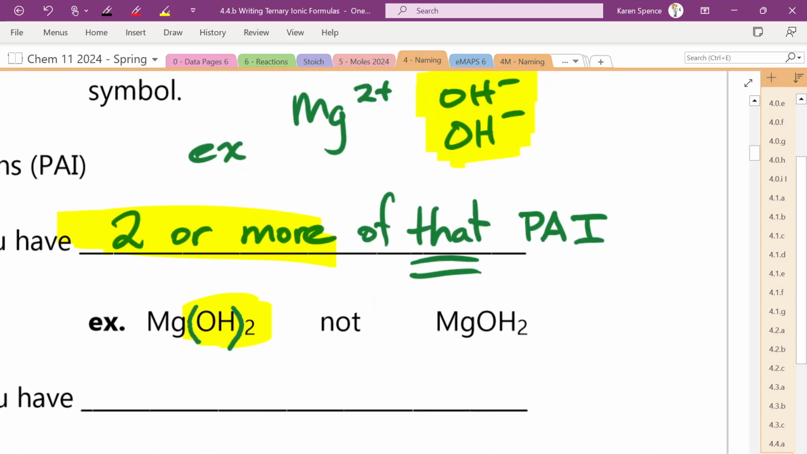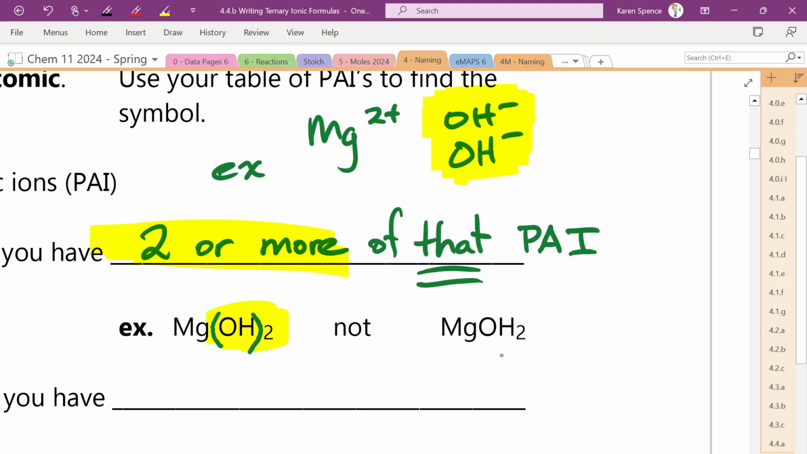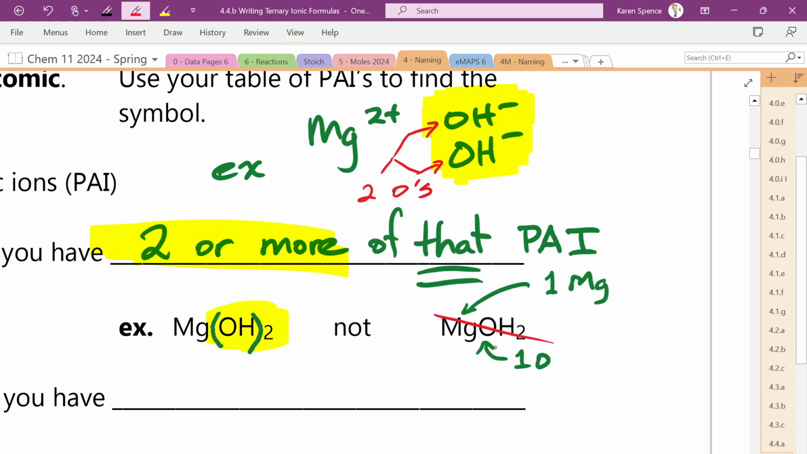What's wrong with just writing MgOH2? There's only 2 of the hydrogens. This one says you have 1 Mg, you have 1 O. Is that correct? Do we have 1 O? No, we have 2 O's. So this is just wrong. Okay? So if you have 2 or more of a particular polyatomic ion, it needs to have brackets.